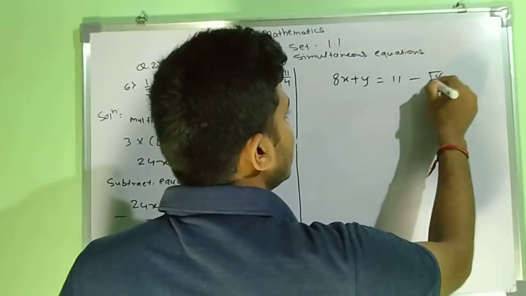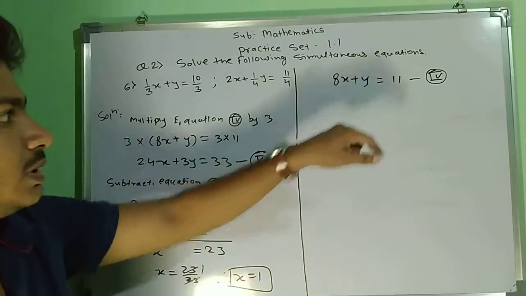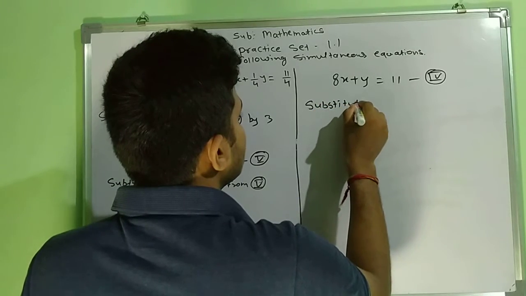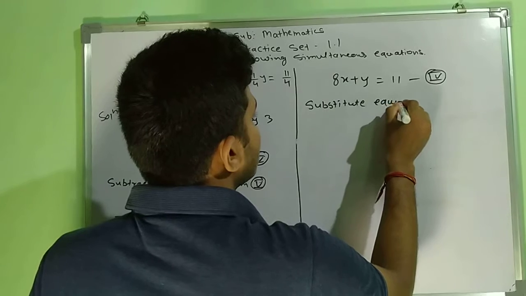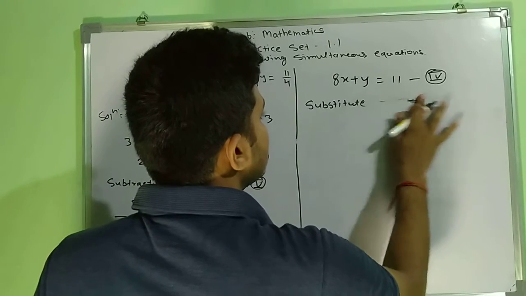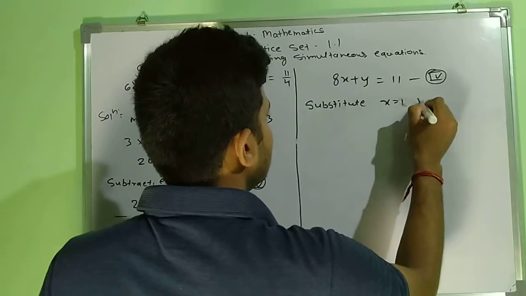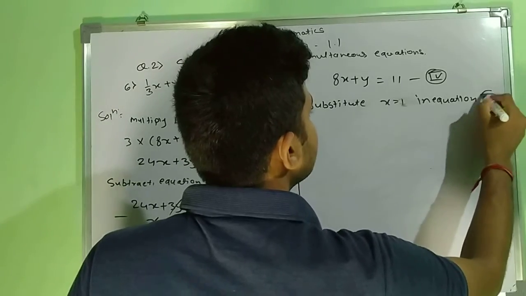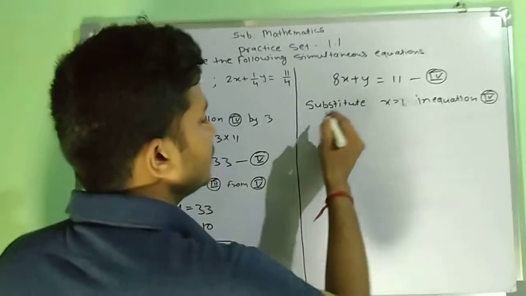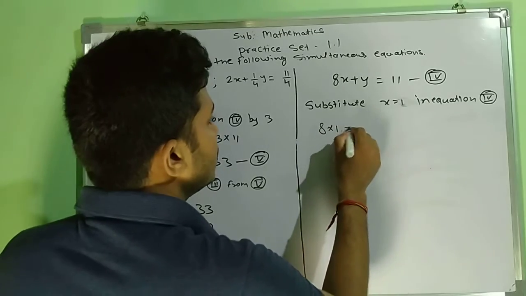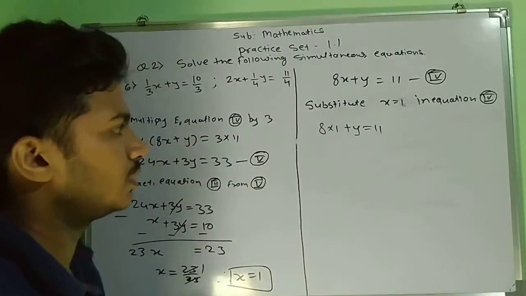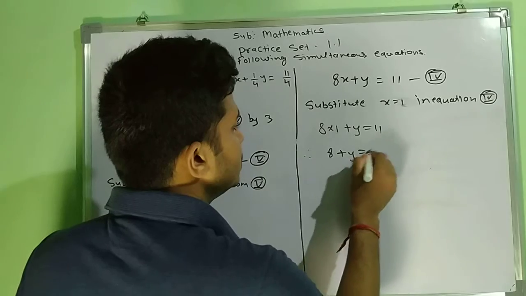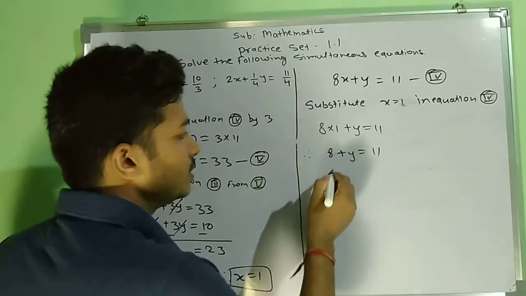Okay, I am writing equation number 4 again so that you can understand. We are substituting the value of x, x is equal to 1, in equation 4. By substituting that value, 8 into 1 plus y is equal to 11. So after substituting the value of x, 8 into 1 is 8, plus y is equal to 11. Now here we have to find the value of y.